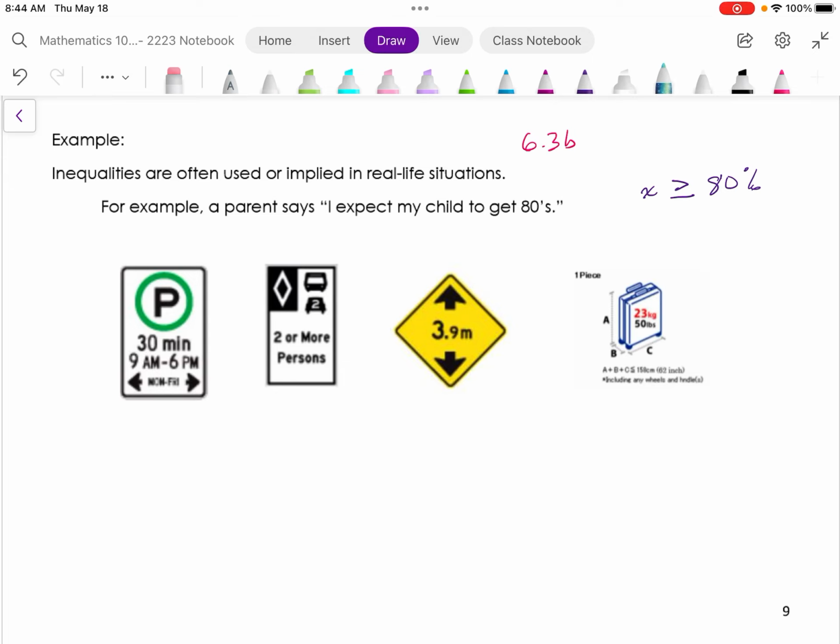However, maybe they meant that my daughter or son or child has to get a mark that is greater than or equal to 80, and X is less than 90. Now, this is interesting, because a child comes home with a mark of 92 and their parents are disappointed because all they expected was 80s. That wouldn't really fly. So I think this is the implication for that mark. I expect my child to get a mark of 80 or in the 80s or something of the sort. I think this is what is really implied.